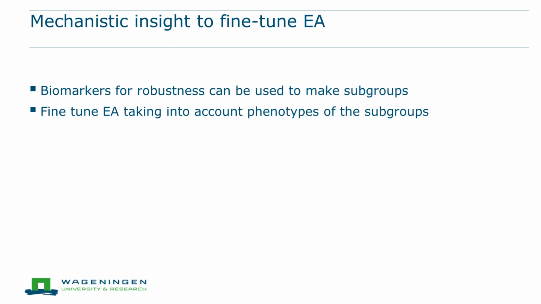And promising biomarkers can help to make subgroups of strains and thereby reducing the variability within a group. This allows to fine-tune exposure assessment by doing the exposure assessment for the different subgroups, taking into account the phenotypes of the different subgroups. But then we need quantitative data, not only for heat resistance, but also for growth.